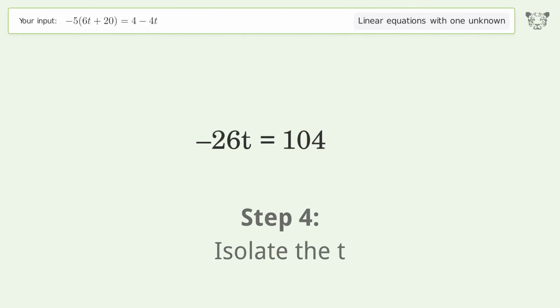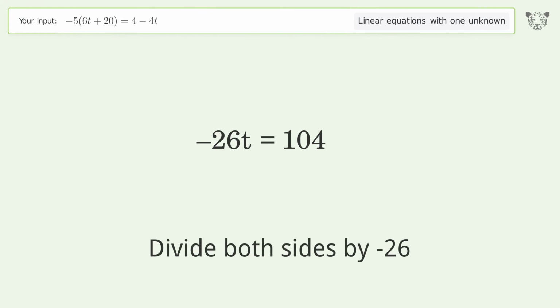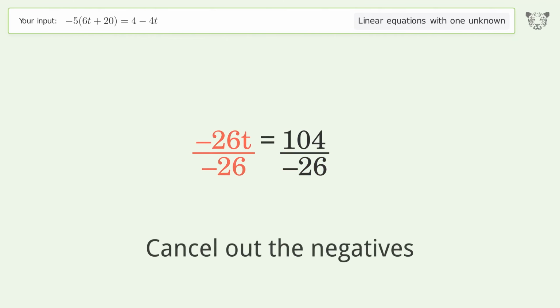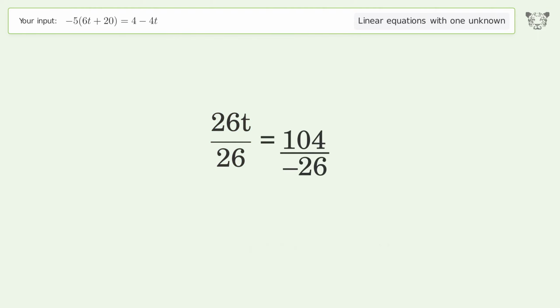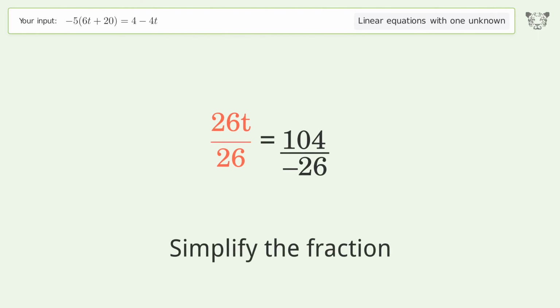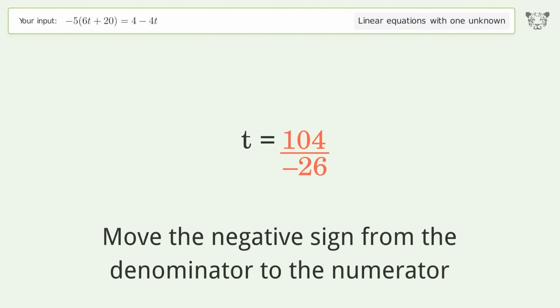Isolate the t. Divide both sides by -26. Cancel out the negatives. Simplify the fraction. Move the negative sign from the denominator to the numerator.